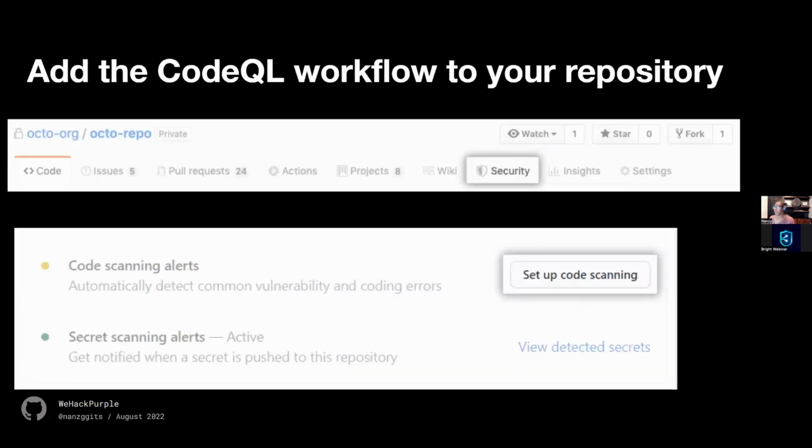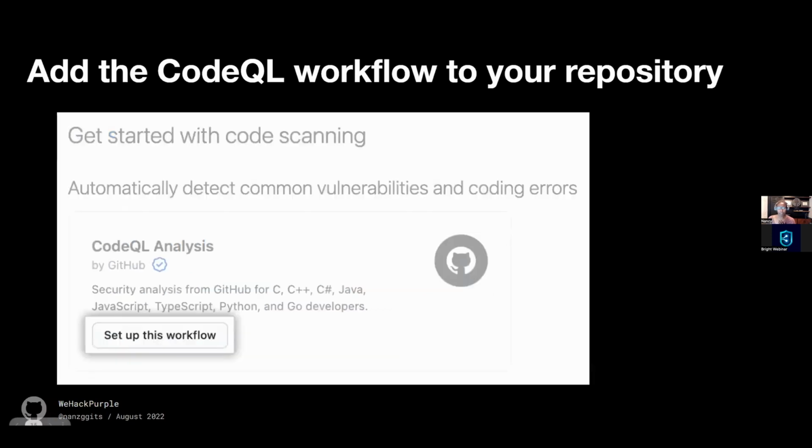Okay, so if you want to add a CodeQL workflow to your repository, it's actually pretty simple. You go into GitHub, to github.com, and navigate to the main page of your repository and use your repository name and click on Security right here. And from there, you'll see the code scanning alerts and click on Set up code scanning. And in the Get started with code scanning section, you'll see, click Set up this workflow on CodeQL analysis workflow. So right here.